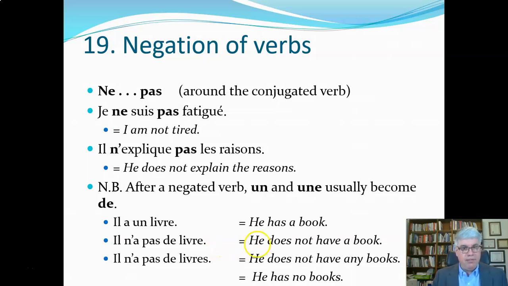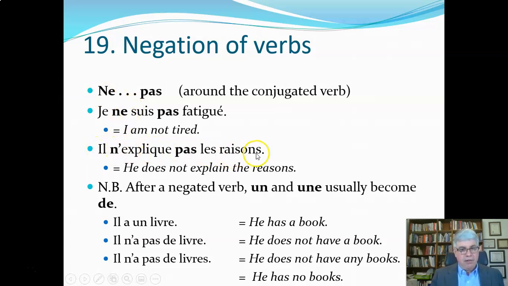So if we have the sentence, je suis fatigué, so we have the je, suis, and fatigué, that would mean I am tired. But to make it negative, we would put the ne in front of the suis and the pas after the suis. Je ne suis pas fatigué. And that would be translated, I am not tired. So we've got two words in French, but only one word in English in the translation. But that's not always exactly how it goes.